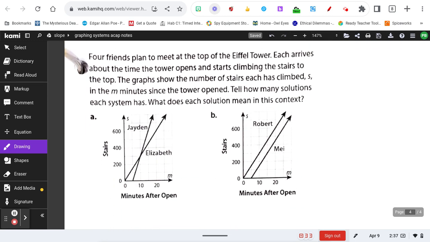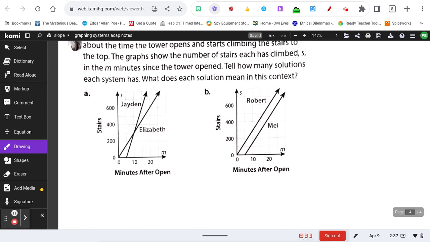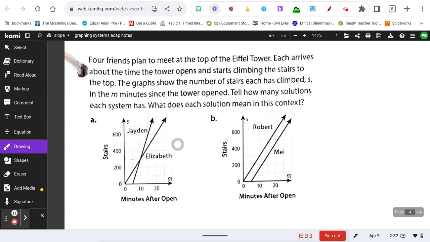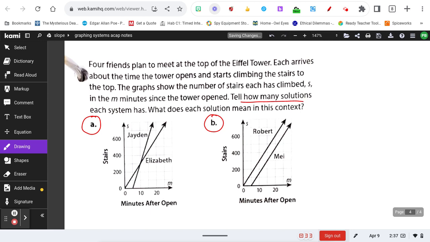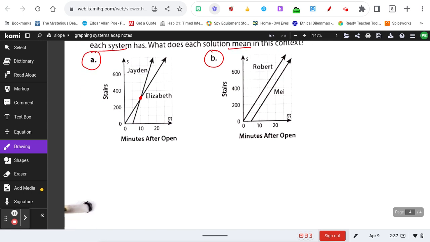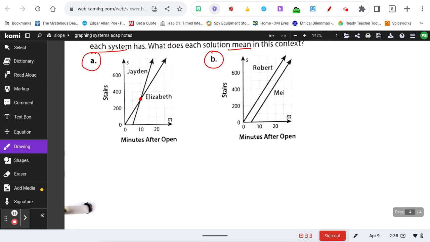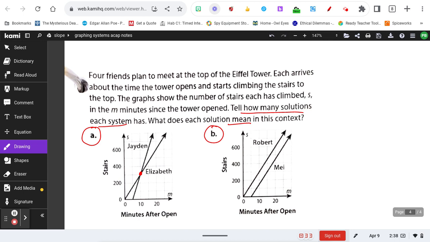All right, so for homework, I want you to do this last problem here, A and B. I want you to tell me how many solutions each system has. You can see this one only intersects at one point, but this one doesn't have any intersection. Once you identify what the solution is, please tell me what it means. We'll check this as a do now. Let's get this over with.